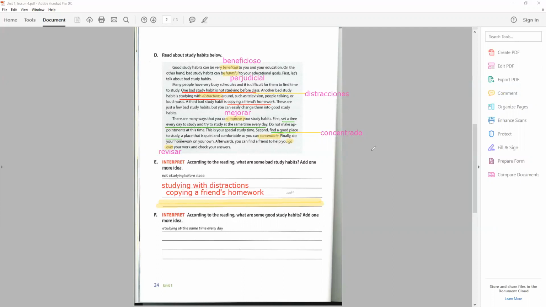Finally, do your homework on your own. Afterwards, you can find a friend to help you go over your work and check your answers.